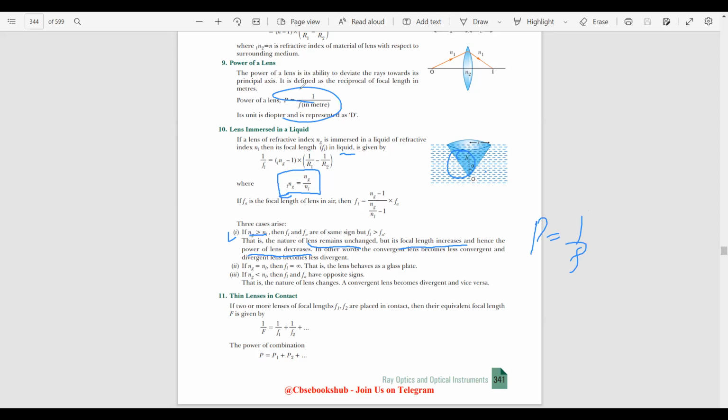In other words, a converging lens becomes less converging, and a diverging lens becomes less diverging. So it diverges less, converges less. If it is a thin lens, it will behave as a plane. If n of glass and n of liquid are both equal, f will be infinity. That is, the lens behaves as a glass plane, because a plane mirror or plane glass has infinite focus.